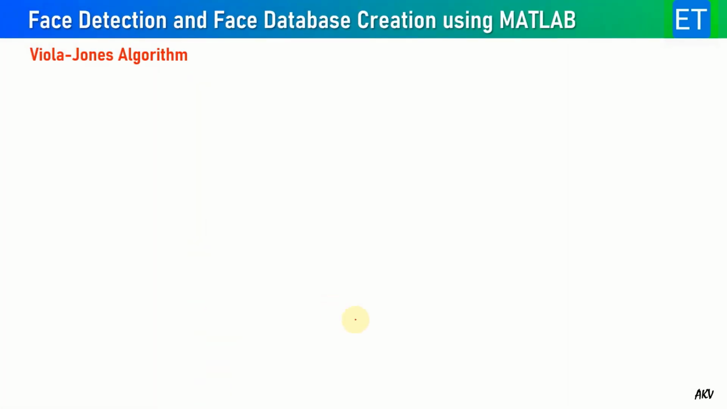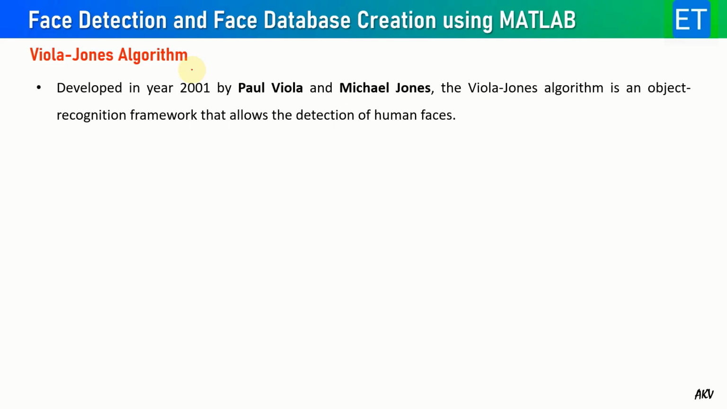So now let us see what is the Viola-Jones algorithm. Actually here I am not going into the theoretical details. My main objective here is to implement this in MATLAB to detect the human faces rather than the theoretical background. But I am just giving a brief about the Viola-Jones here. It's an algorithm which was developed by Paul Viola and Michael Jones in the year 2001. So it's an object recognition framework that allows the detection of human faces.